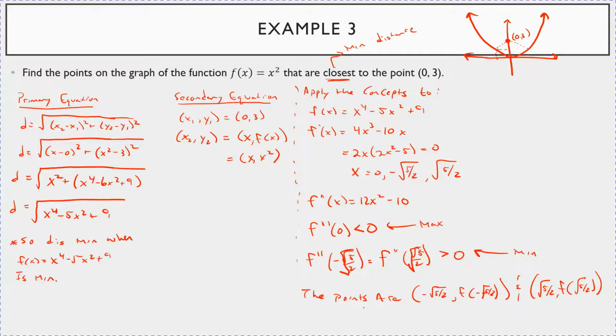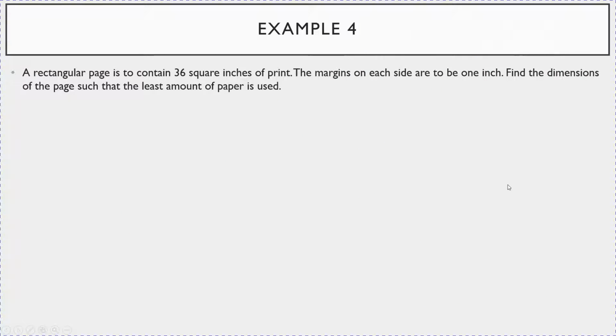All right, let's try another one here. A rectangular page is to contain 36 square inches of print. But now here's the thing. That's where the print goes. The margins on each side are to be 1 inch. Find the dimensions of the page so that the least amount of paper is used. Least amount of paper used, all right? We want to min something.